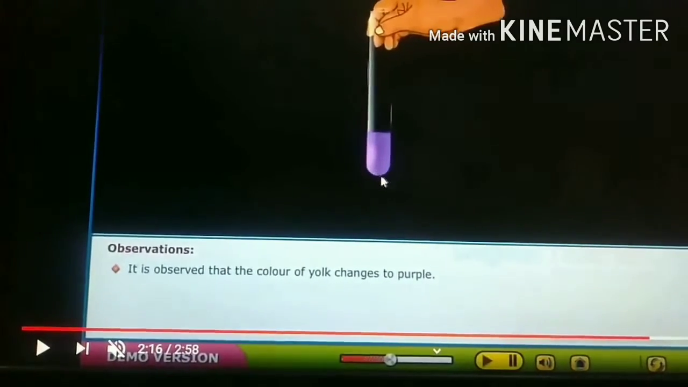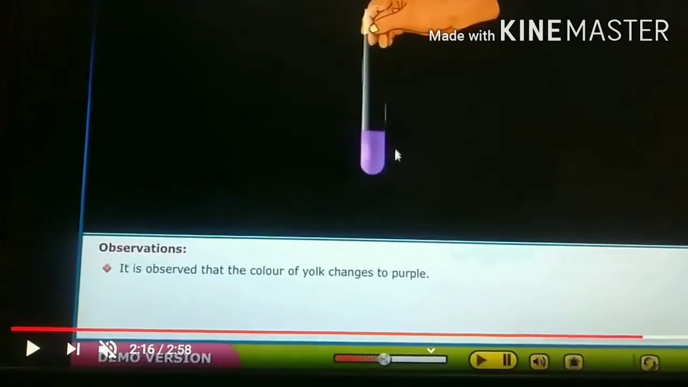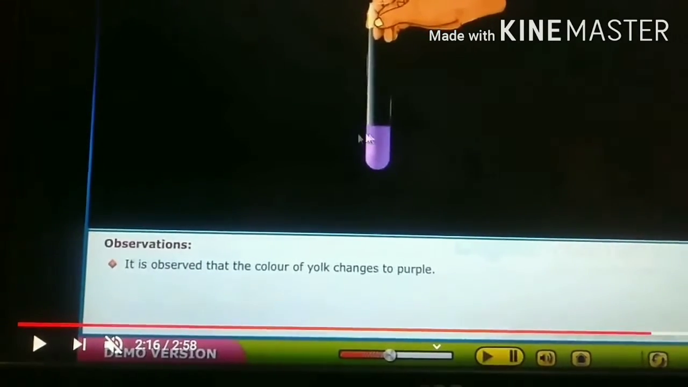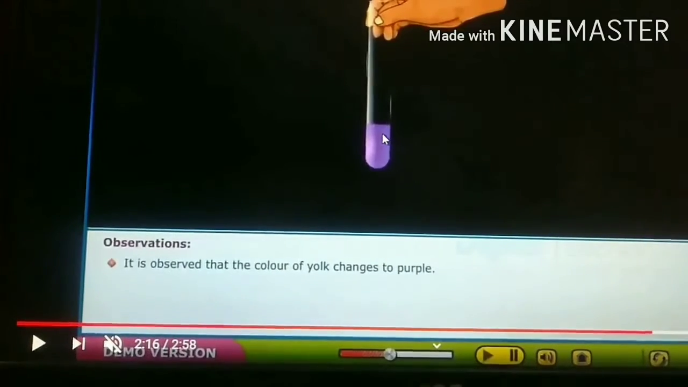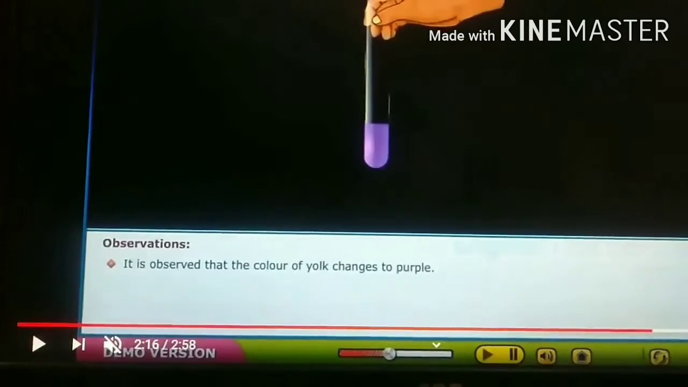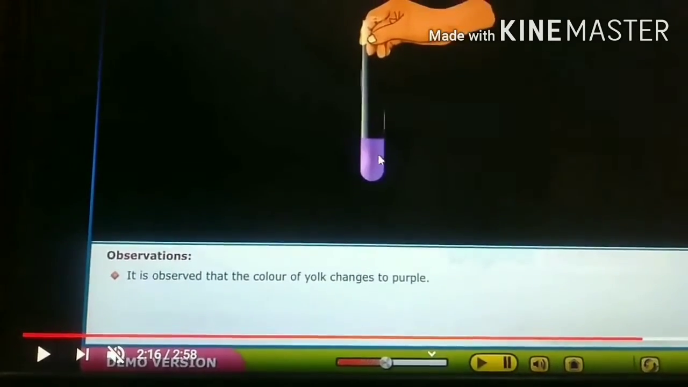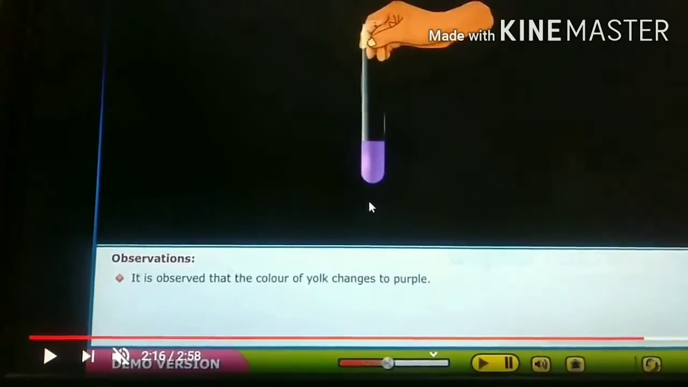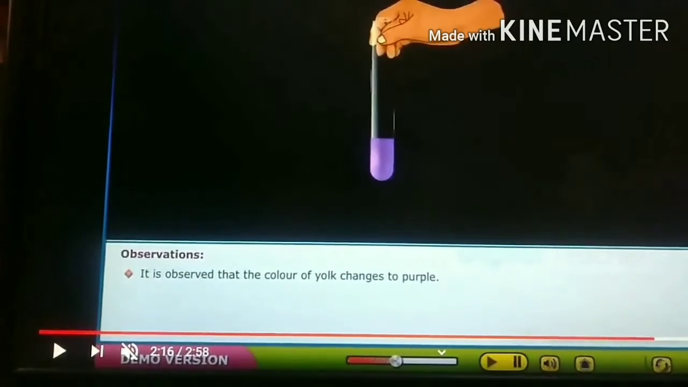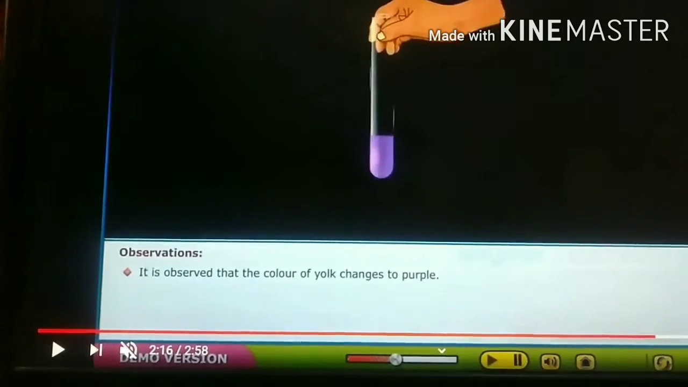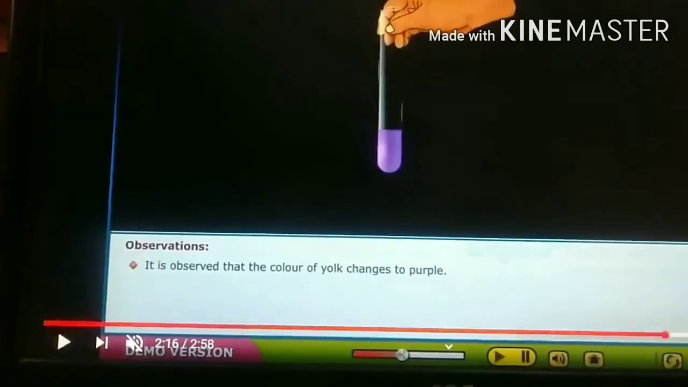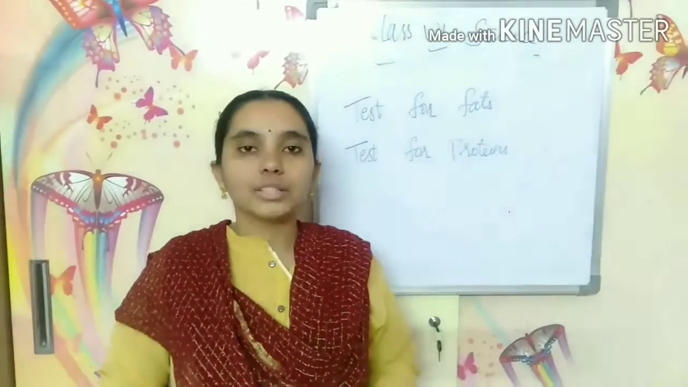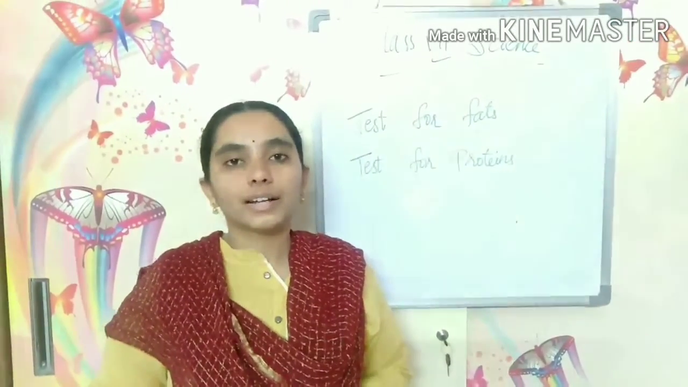After we mix it very gently, you will observe that the color is changing into violet or purple. This is the indication of the presence of proteins. If proteins are present, this will turn purple in color. If proteins are not present, it will remain the same as it is, it will not turn purple. So that is the test for protein.